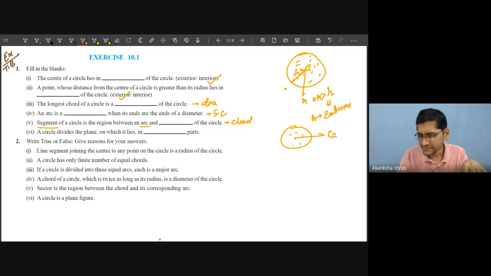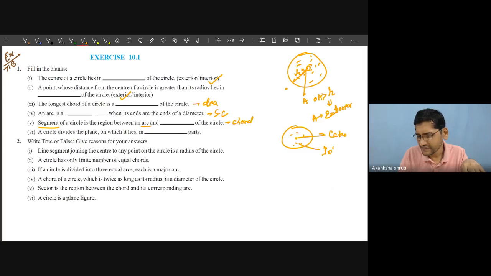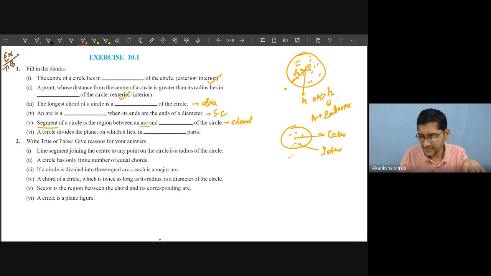This is your center. These are interior, and the points could be here, so they could be exterior. Okay, students, so it can be three parts. True or false, you can write: the line joining the center to any point on the circle is the radius of the circle. Is it okay?